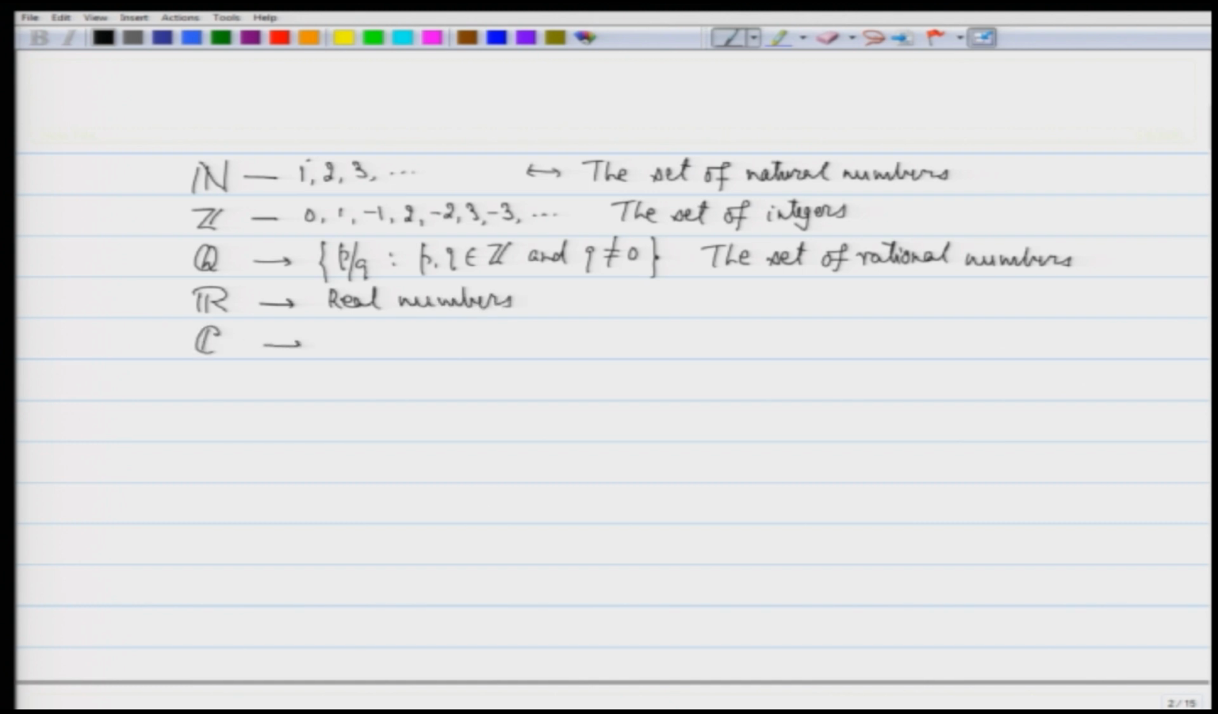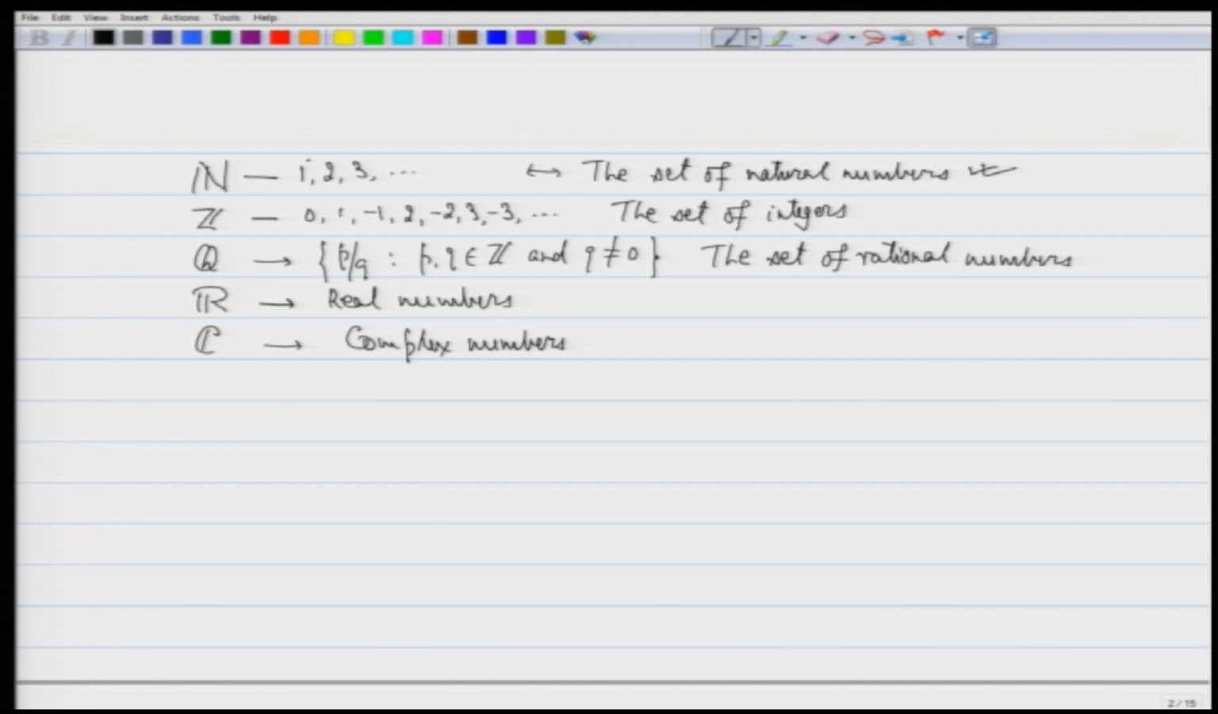C for the set of complex numbers. So, what we know is that if I look at the set of natural numbers, we can add two natural numbers, but we cannot subtract two natural numbers. For example, 2 minus 3 does not make sense in the set of natural numbers, but it does make sense in the set of integers. Fine. Similarly, if I want to write 2 minus 2, again 0 comes, which is not an element of natural numbers, but it is an element of integers.